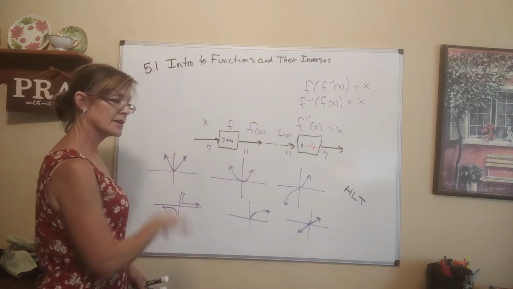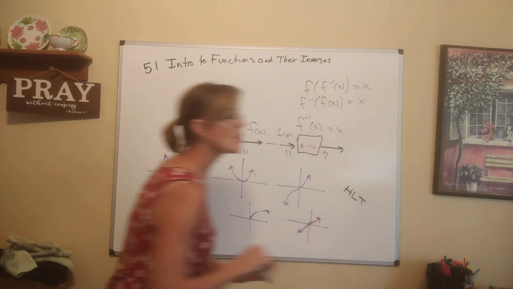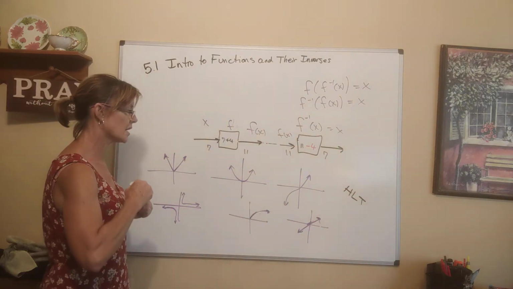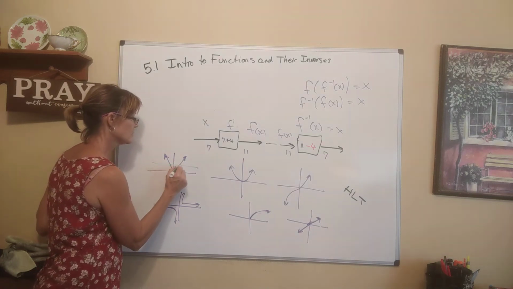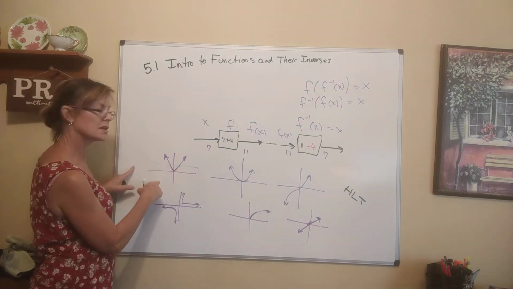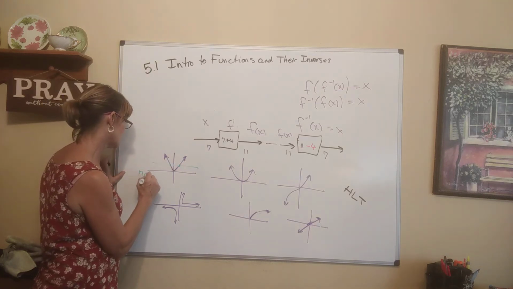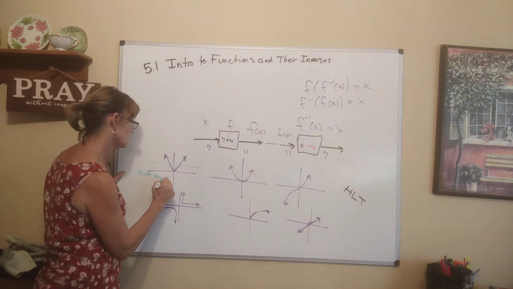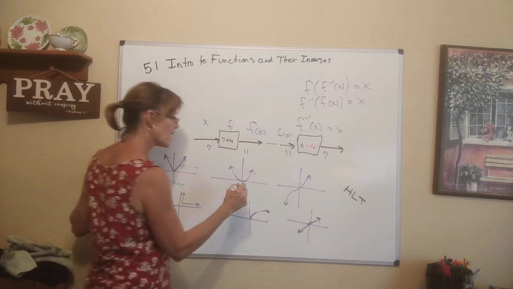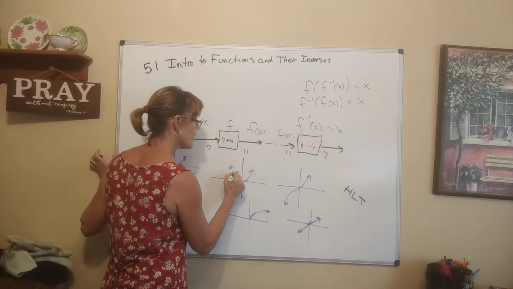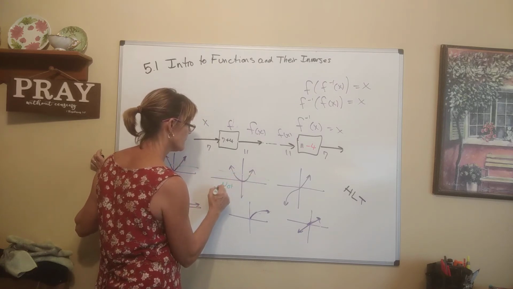Okay, so let's just have at it. What happens when we pass a horizontal line through this? Can we make it touch more than once? Yeah, this one fails the horizontal line test. So what I can say is this is not one-to-one. This is the language that we use. How about this guy? Oh no, it failed. It hit more than once. This is not one-to-one.